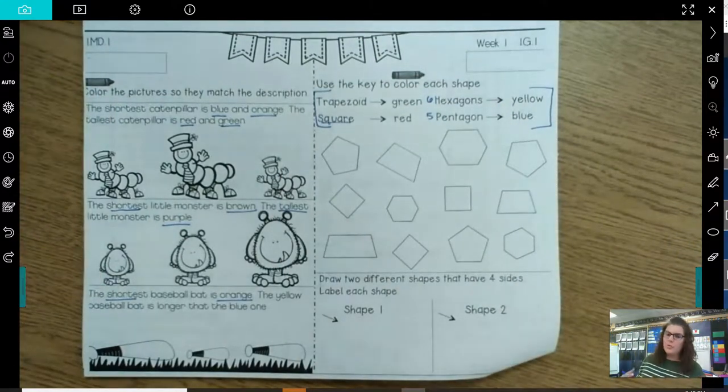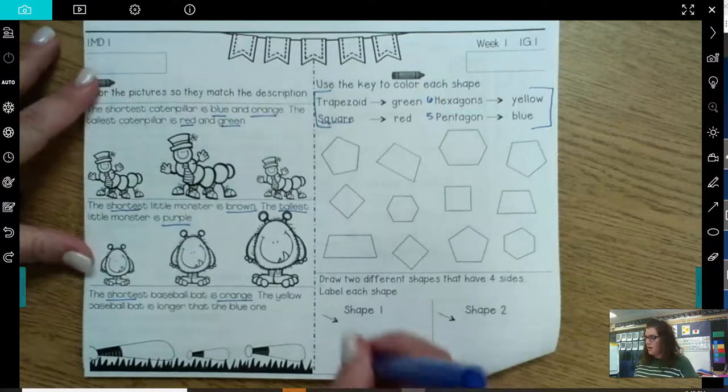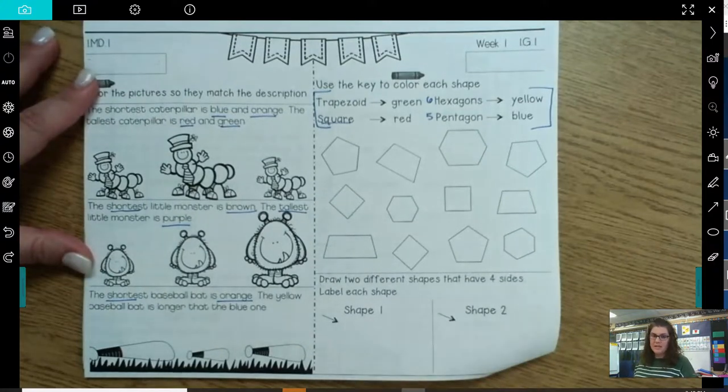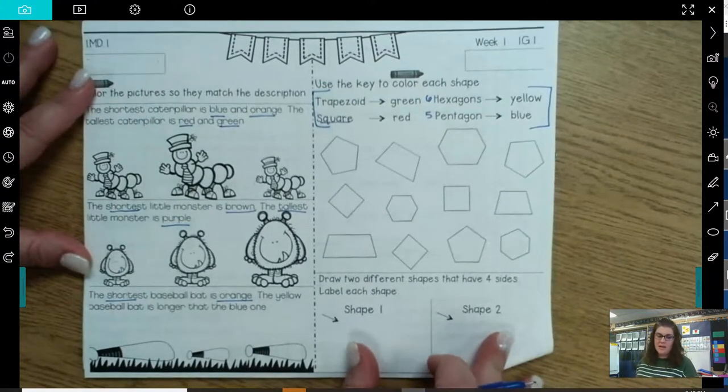What shapes have 4 sides? Draw it and then write what shape it is. Hit pause, draw your 2 shapes, and come back when you're ready.